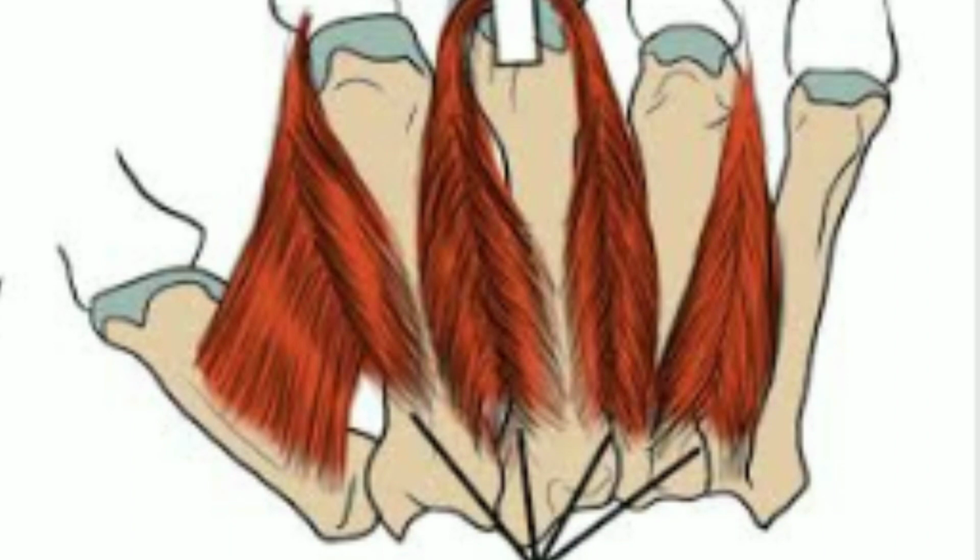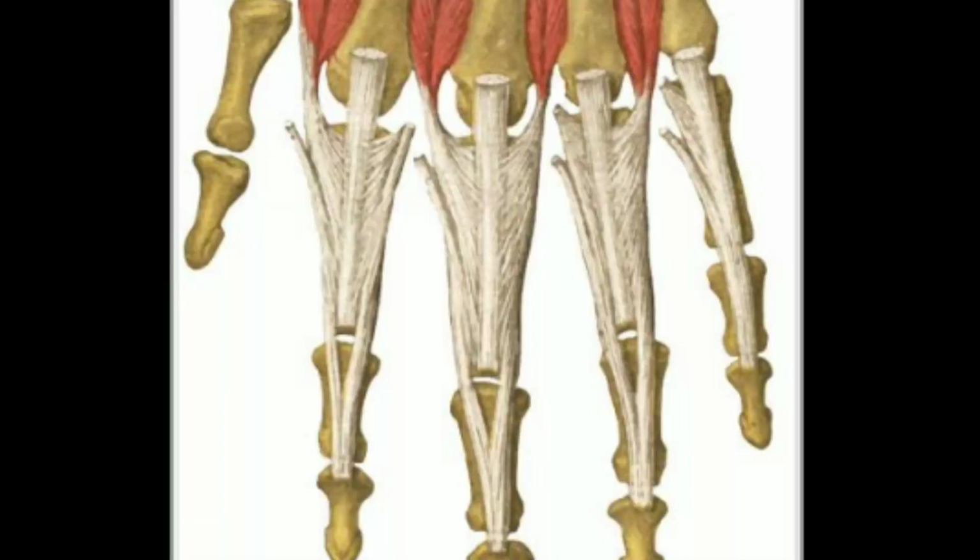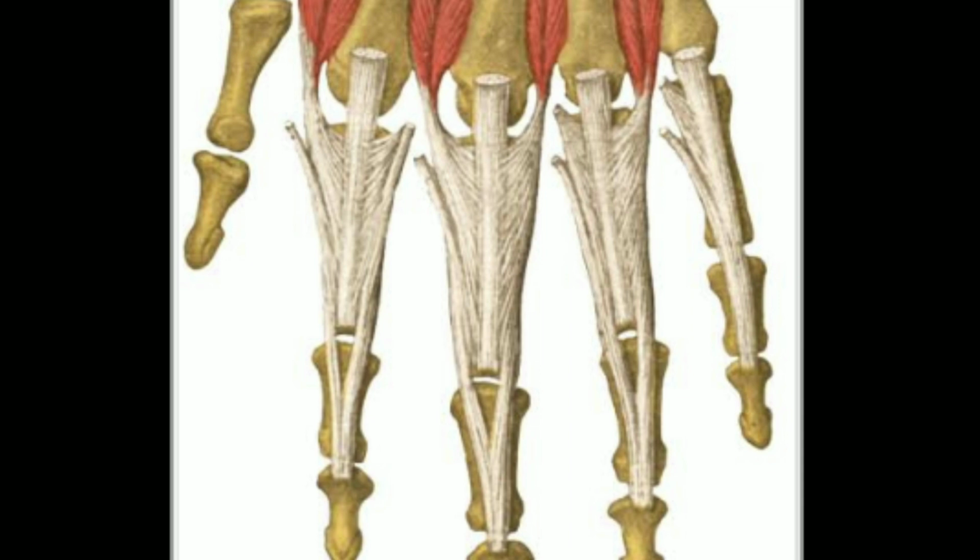The first dorsal interosseous originates between the first and second metacarpals, the second from the second and third, the third from the third and fourth, and the fourth from the fourth and fifth metacarpal bones. Now it is inserted via the extensor expansion into the dorsal aspect of the base of the distal phalanx of second, third and fourth. Never forget the three. The dorsal interossei consist of 3 insertions, not 4, only 3 insertions.